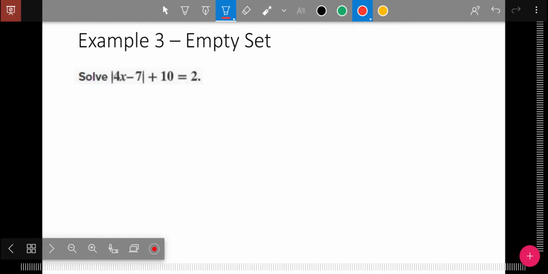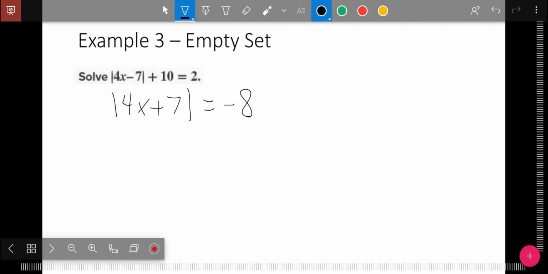The empty set is a trick, and if you realize it's coming, it saves you time. If you don't, then it wastes a bunch of time. And so you really, really want to understand this one because you want to save yourself time. Same first step. I have to get the absolute value by itself. So I'm minus 10 to both sides.